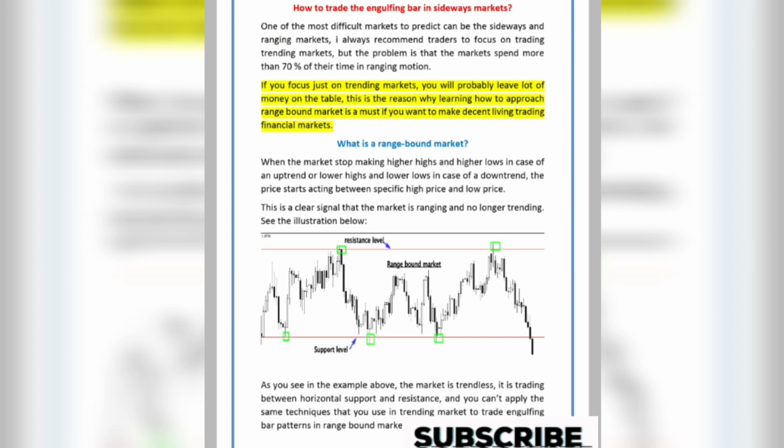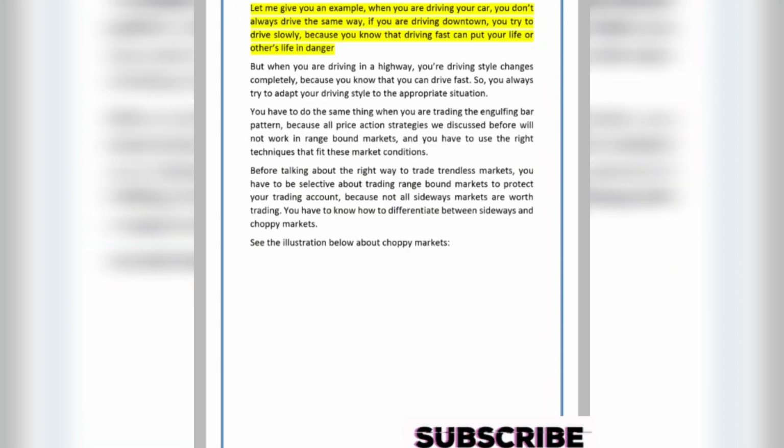What is a range-bound market? When the market stops making higher highs and higher lows in case of an uptrend, or lower highs and lower lows in case of a downtrend, the price starts acting between a specific high price and low price. This is a clear signal that the market is ranging and no longer trending. See the illustration below. As you see in the example above, the market is trendless. It is trading between horizontal support and resistance, and you can't apply the same techniques that you use in trending markets to trade engulfing bar patterns in range-bound markets.